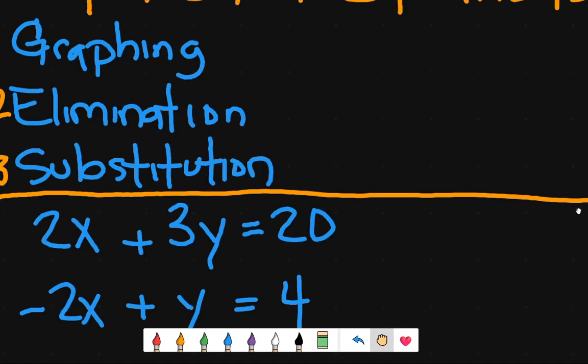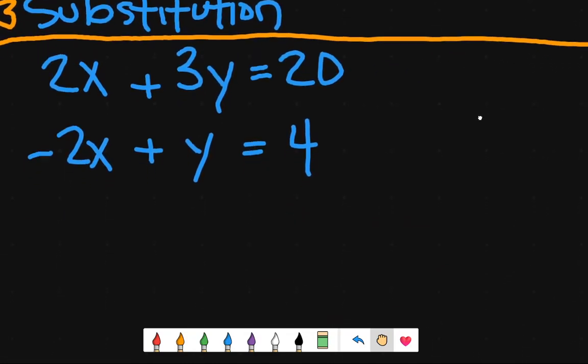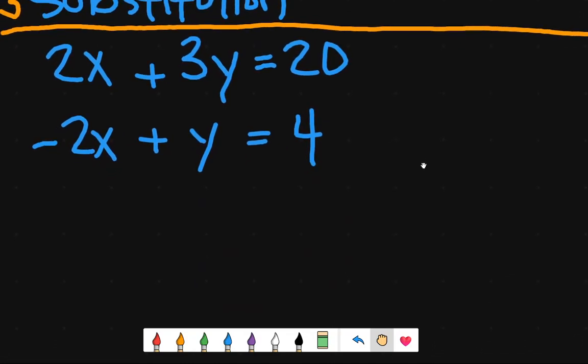So we have 2x plus 3y is equal to 20, and negative 2x plus y is equal to 4. It is called elimination because you want to eliminate one of the variables by using the additive inverse property. Additive inverse property means that you add the opposite to get 0. So we have to eliminate either the x or the y first to find out what the other is equal to. If we eliminate the x, we're solving for y. If we eliminate the y, we're solving for x.